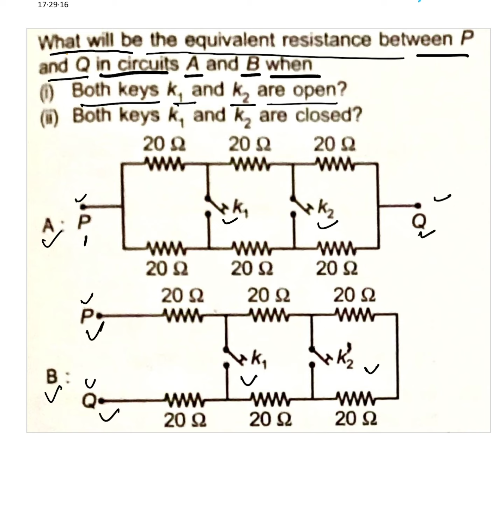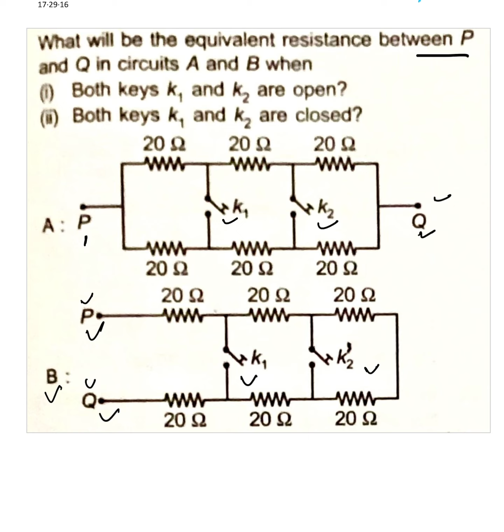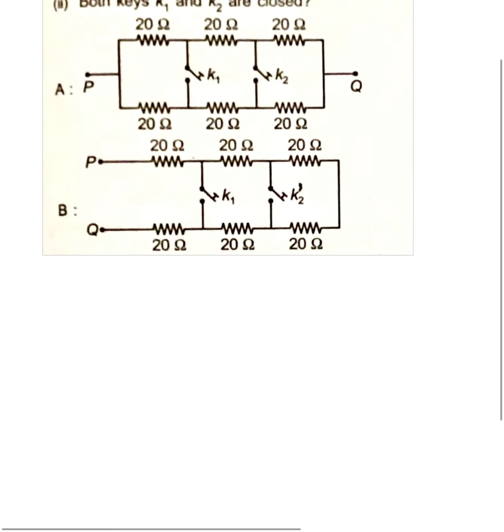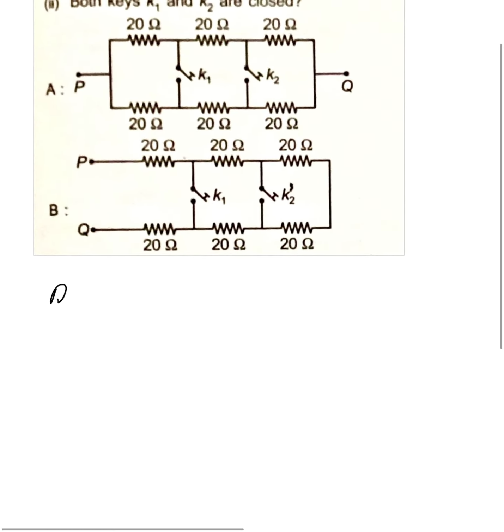So first of all, we focus on the first one. After that, we focus on the second one. Clear or not? So first of all, make the circuit corresponding to K1, K2 open in A, and after that B. Focus first: K1, K2 are open.